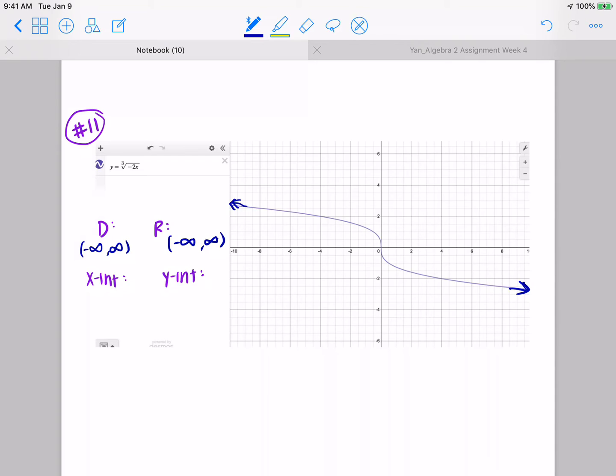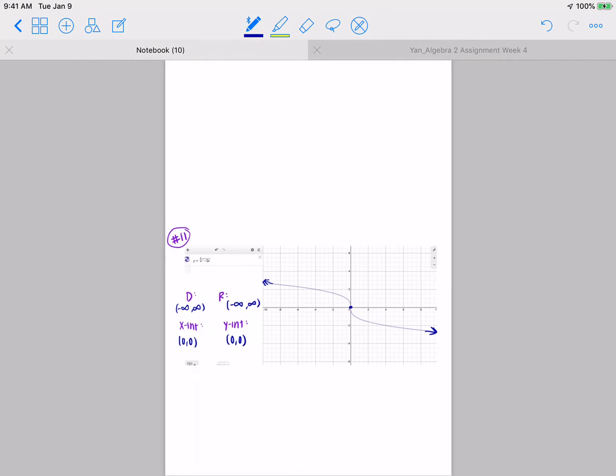Okay. Last part is your x and y intercepts. You notice that if you were going to zoom into this graph, it's actually at 0, 0. So your x-intercept is still 0, 0, y-intercept is also 0, 0. Okay, so that's it for this part right here. If you have any question for the honors homework, please let me know.